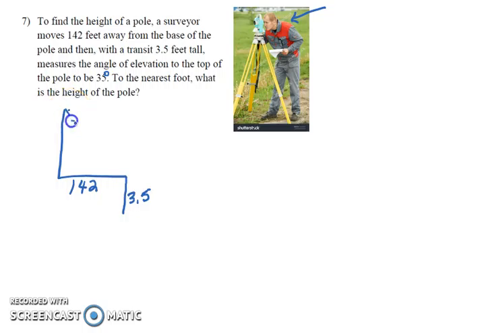Well, what would our angle of elevation be? Well, there's our angle, right there. So this would be 35 degrees right here, okay? So there's where it's talking about the transit right here. There's our angle of elevation. There's how far he is away from the pole. Well, now this looks like good old SOHCAHTOA to me.